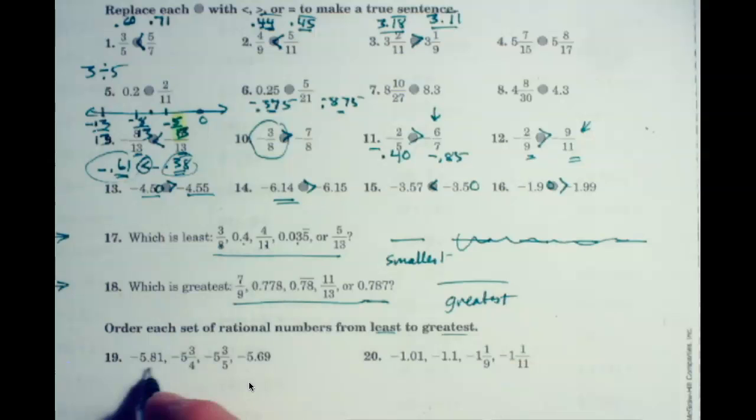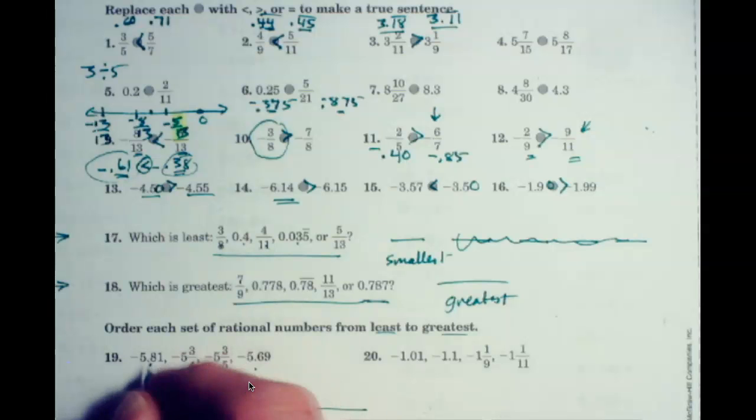So let me see. I'll do this one here for you. Negative 5.81. So let's put down 1, 2, 3, 4 numbers. We're going to have 1, 2, 3, and 4. The first thing we're going to do is make these all easy to compare. We're going to make them all into decimals. So this one is already a decimal, negative 5.81.